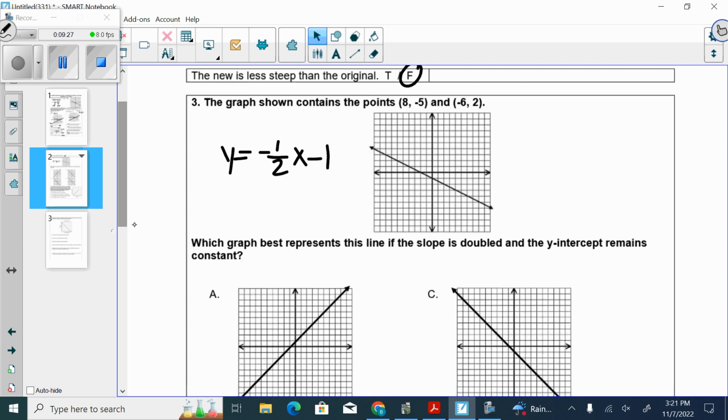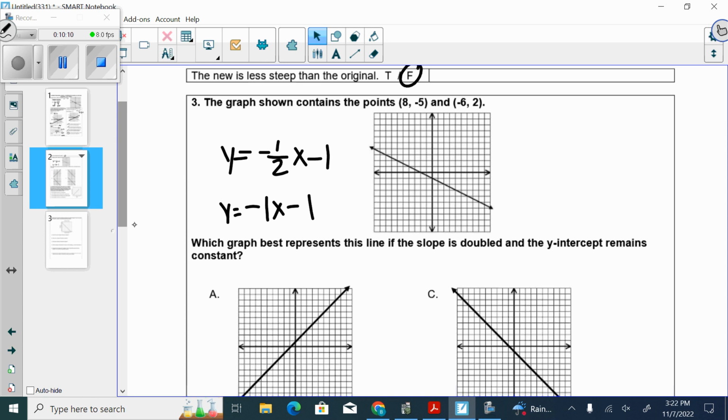Okay, so to double something, what does that mean I'm doing? Multiplying by 2. Okay, so which one of these numbers is my slope? -1/2. Okay, and you guys said to double it means to multiply it by 2. So what is -1/2 times 2? A negative times a positive is a negative, so -1. So -1x. Did they say to change the y-intercept? No, they said it stays constant. Okay, so it's still going to start at -1.